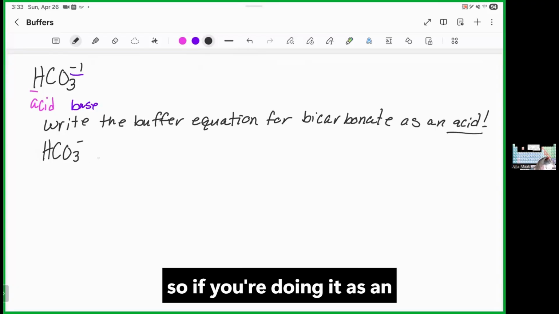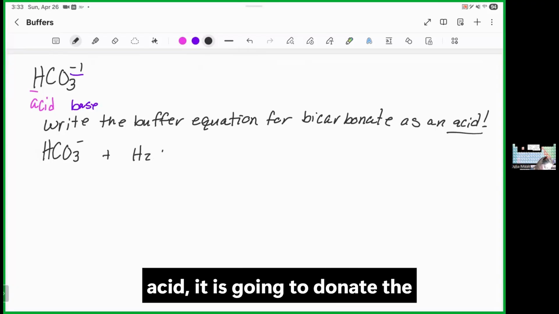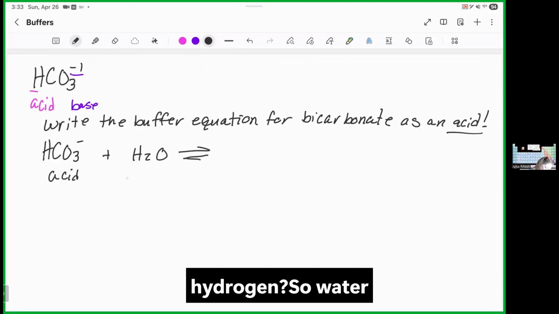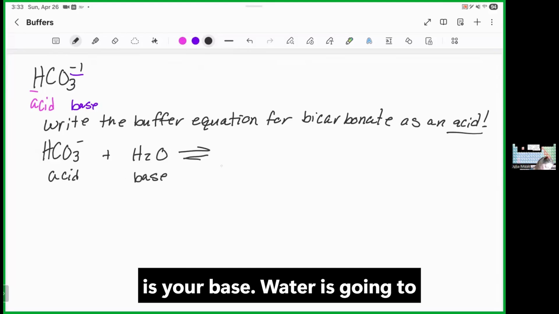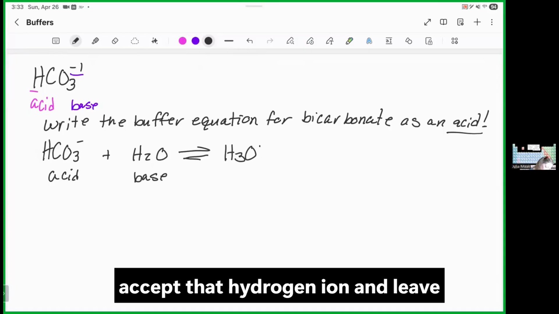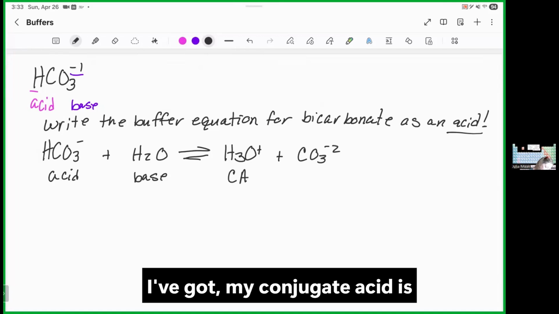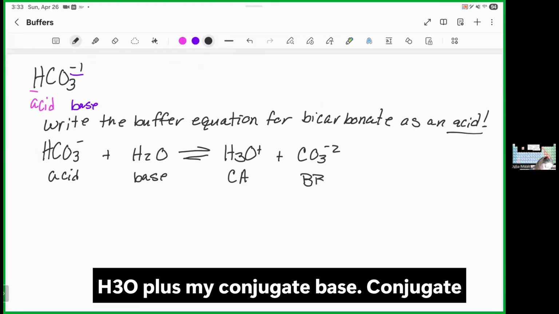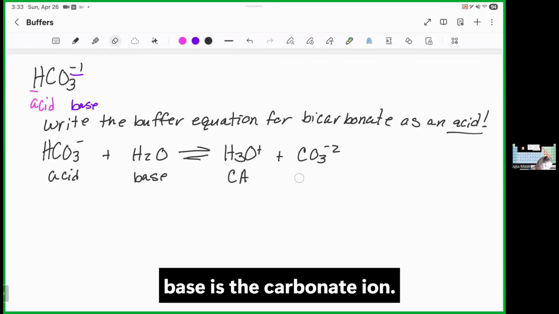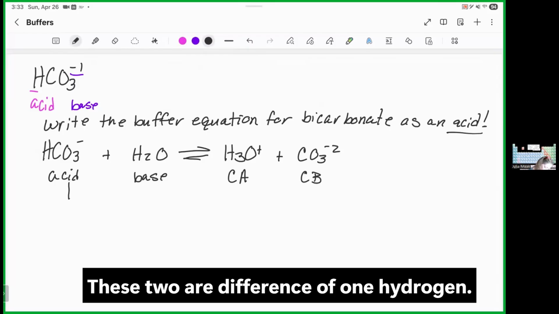So if you're doing it as an acid, it is going to donate the hydrogen. So water is your base. Water is going to accept that hydrogen ion and leave behind the carbonate ion. I've got my conjugate acid is H3O plus, my conjugate base is the carbonate ion. Right? These two are a difference of one hydrogen. These two are a difference of one hydrogen.